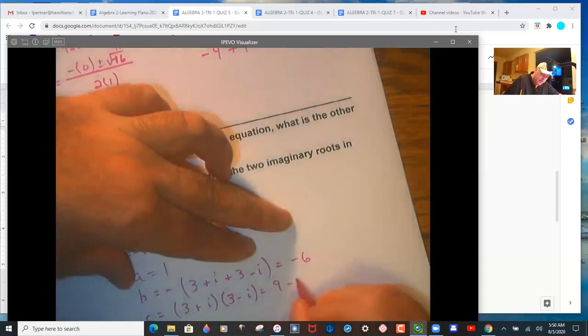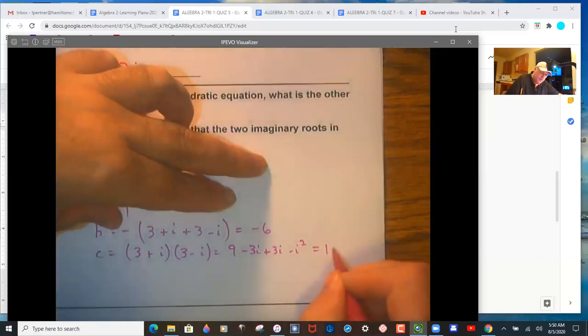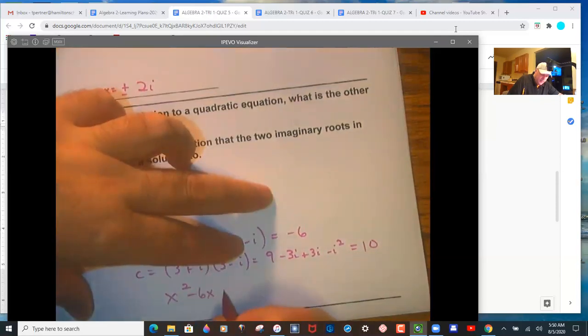And so this would be 9 minus 3i plus 3i minus i squared. The i's drop out. Remember, i squared is negative 1, so that's like saying 9 plus 1, which is 10. So x squared minus 6x plus 10.